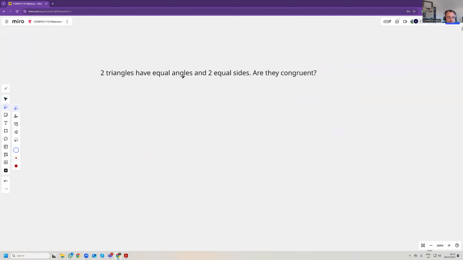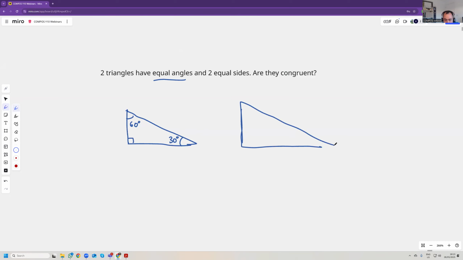Okay, so two triangles with equal angles. Well, let's do a simple one. This is 30 degrees, this is 90, and this is 60 degrees. And let's do another one: 30 degrees, 60 degrees. So let's say that this is 3. This is 6.